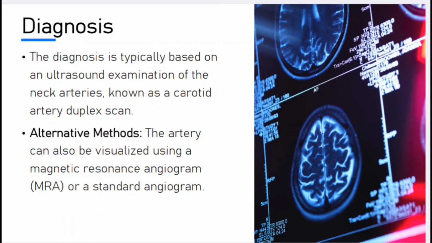Then, diagnosis. The diagnosis is typically based on an ultrasound examination of the neck arteries, which is known as a carotid artery duplex scan. As alternative methods, the artery can also be visualized using a magnetic resonance angiogram, that is MRA, or a standard angiogram.